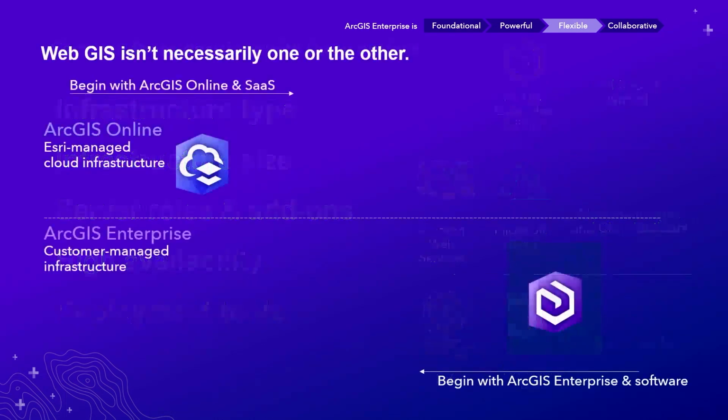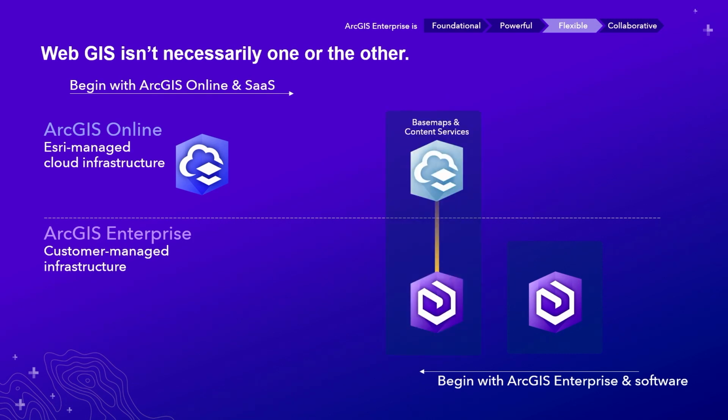So WebGIS isn't necessarily just ArcGIS Online or ArcGIS Enterprise. It's not just one or the other. Now, while ArcGIS Online is Esri managed cloud infrastructure and ArcGIS Enterprise is traditionally your customer managed infrastructure, there's room for them to work together.